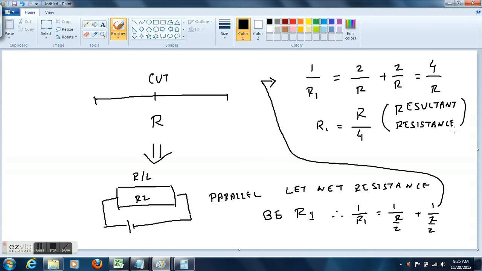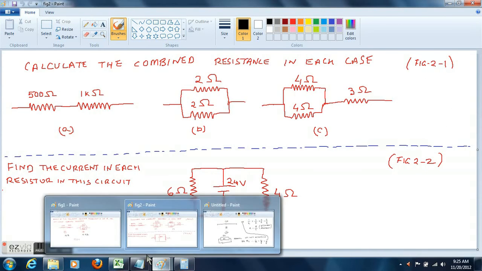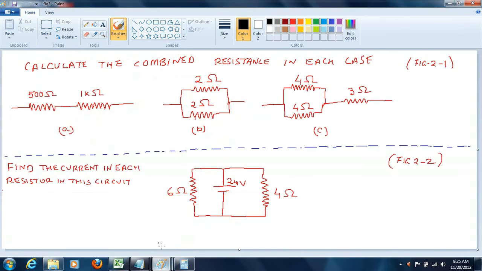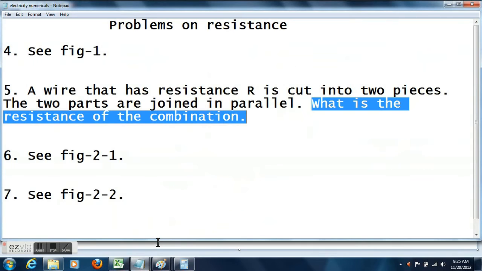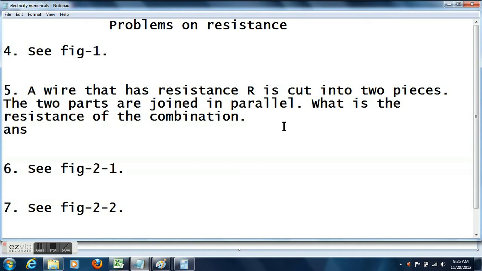Okay, I think we have a few more problems to solve. Let us see where we are now. I actually opened all the problems at the same time. First let us write the answer, R upon 4. Now let us go to figure 2.1, that is the next problem.